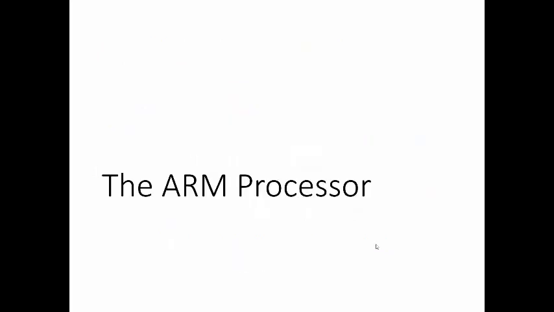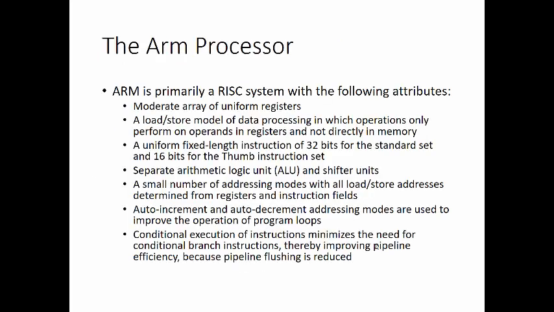Now let's look at the ARM processor. And ARM is primarily a RISC, which is a reduced instruction set computer system with the following attributes. It has a moderate array of uniform registers, that is not too few and not too many. They talk about what not too few and not too many mean in section 14.6 of the book. A load store model of data processing, in which operations only perform on operands in the registers, and you don't do loads and stores directly into memory.